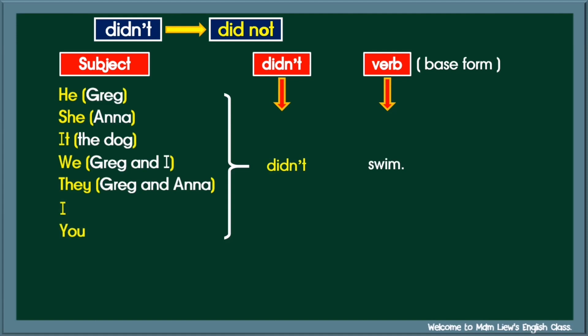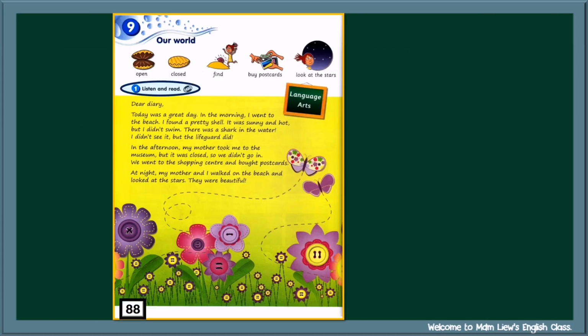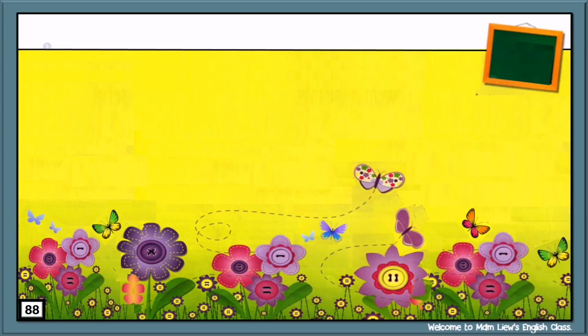Let's move on to activity 1. Listen carefully to the text on Katie's diary. Take note on the vocabulary in the simple past tense and the auxiliary verb didn't used in the sentences. Ready? Activity 1. Listen and read. Language arts.